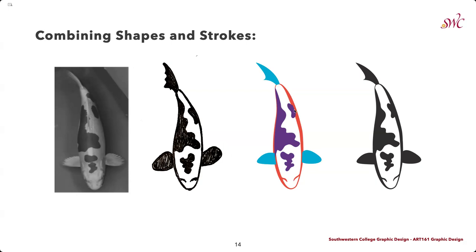Now, in this case here, you may go about this by combining different shapes and strokes. You can see here that the red outlines in the middle rendering here are strokes. They are a closed shape. They do not have a fill to them.